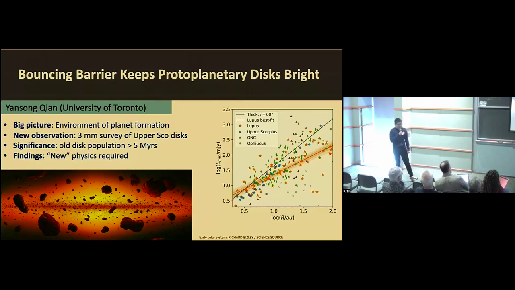In the poster, I will present the 3 millimeter survey of this region. I will focus mainly on the size-luminosity relation shown on the right, and how it is different from the younger regions. More importantly, I will show what physics are required to explain the observations.